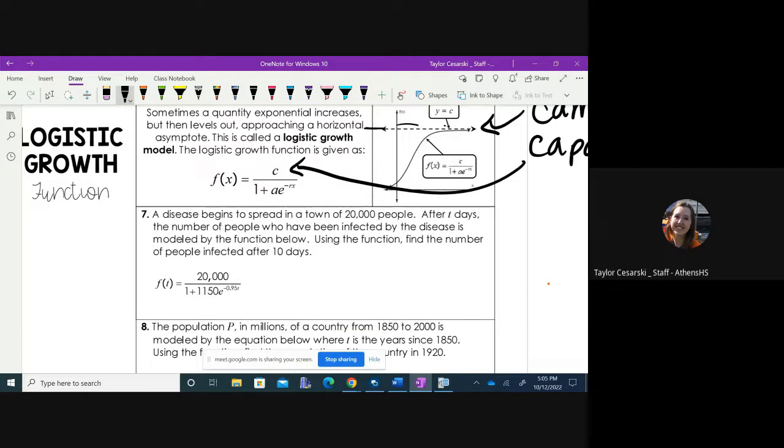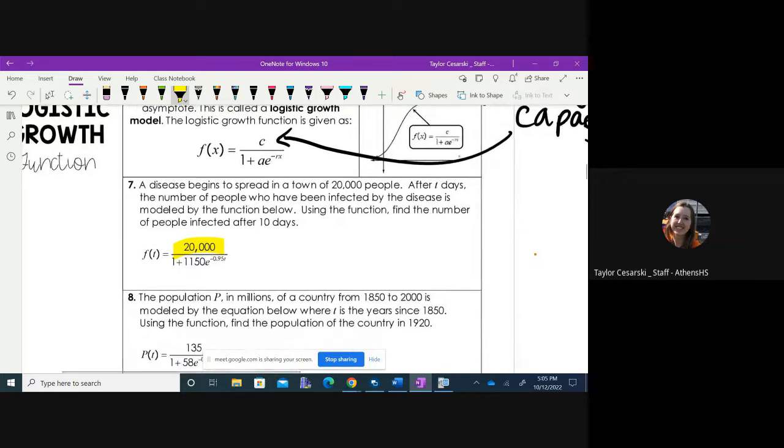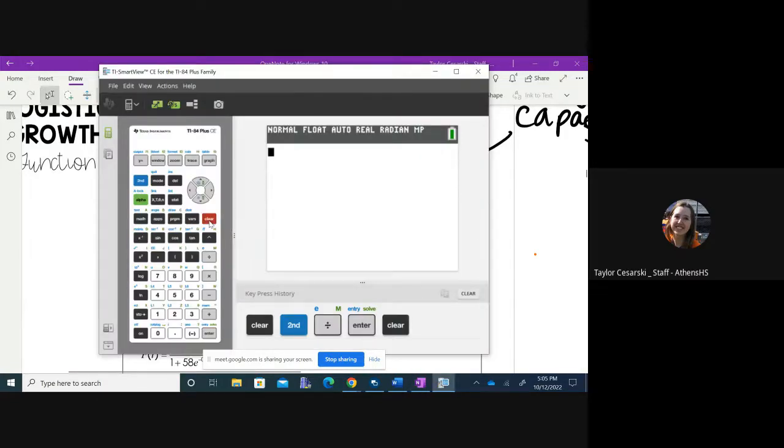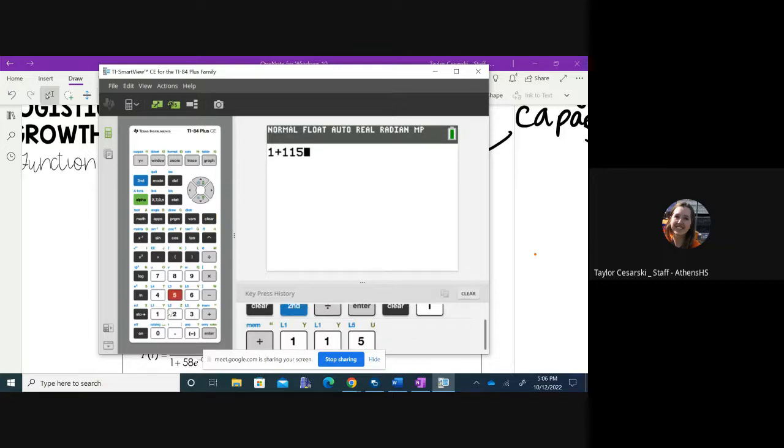So for example, in number 7, there's a town of 20,000 people. So I can see in my numerator, my carrying capacity is 20,000 people because that's the maximum that this disease could infect. After t days, the number of people who have been infected by the disease is modeled by this function. Find the people infected after 10 days. So all that's saying is t equals 10, and we just need to plug that into our calculator. I like to usually do this in 2 steps just to make sure the fractions don't get confusing. So I'm going to do the denominator first, 1 plus 1150, and then remember to get e, second divide. And then in my exponent, negative 0.95 times 10.